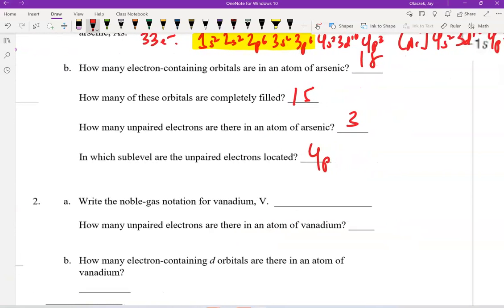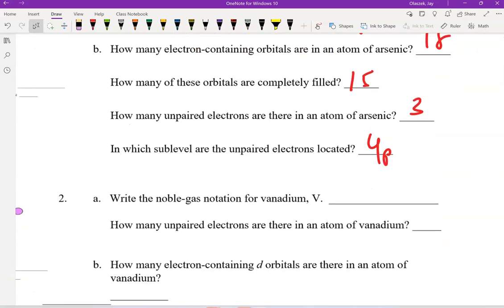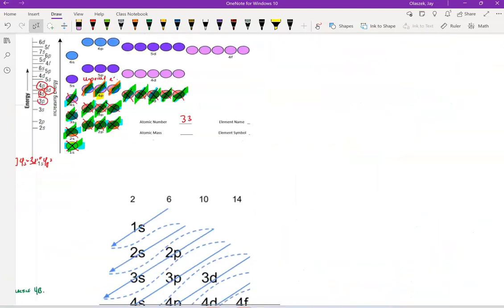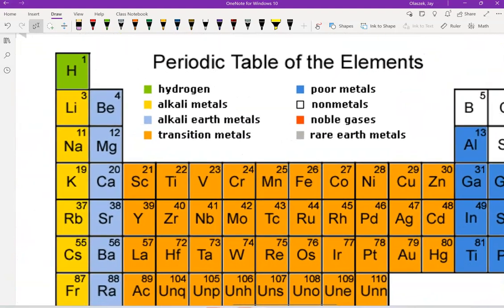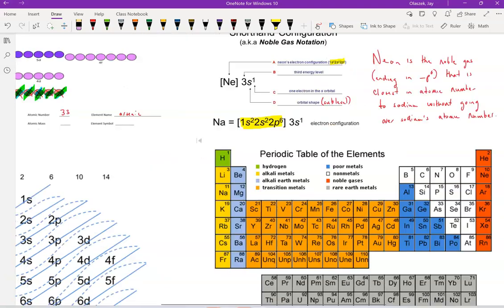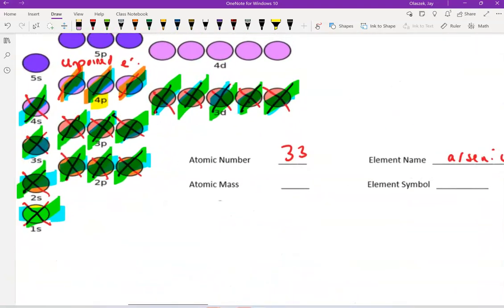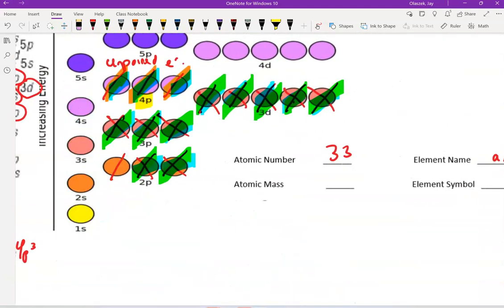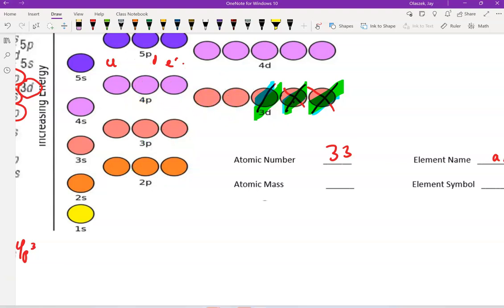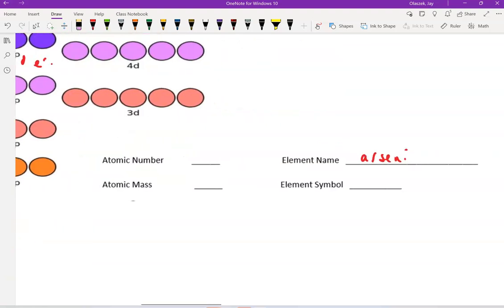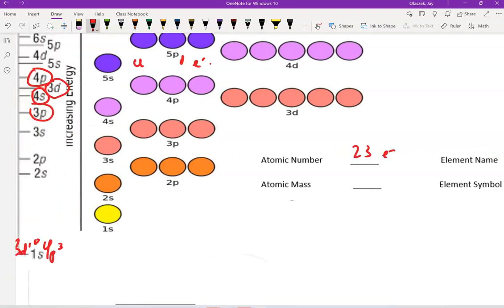Okay. All right, let's keep going. Write the noble gas notation for vanadium. It's getting right to the point on this one. Well, vanadium's right here with a total of 23 electrons. So let's get the electron configuration for vanadium. Let's get rid of all this. And we'll say, okay, here's vanadium. Vanadium's got a grand total of 23 electrons. Where are we going to put them?